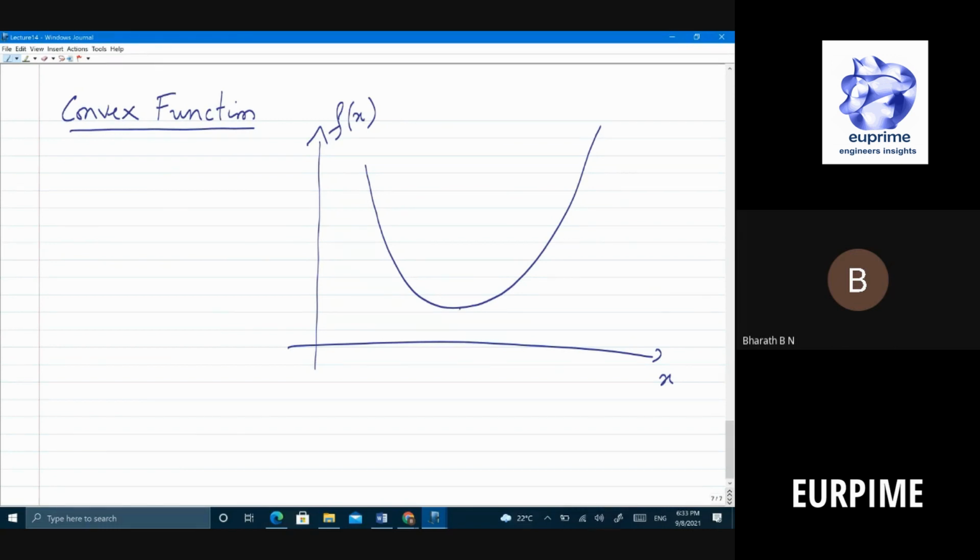Let's look at what the properties of this are, right? So towards that, let's consider 2 points. So one point here.